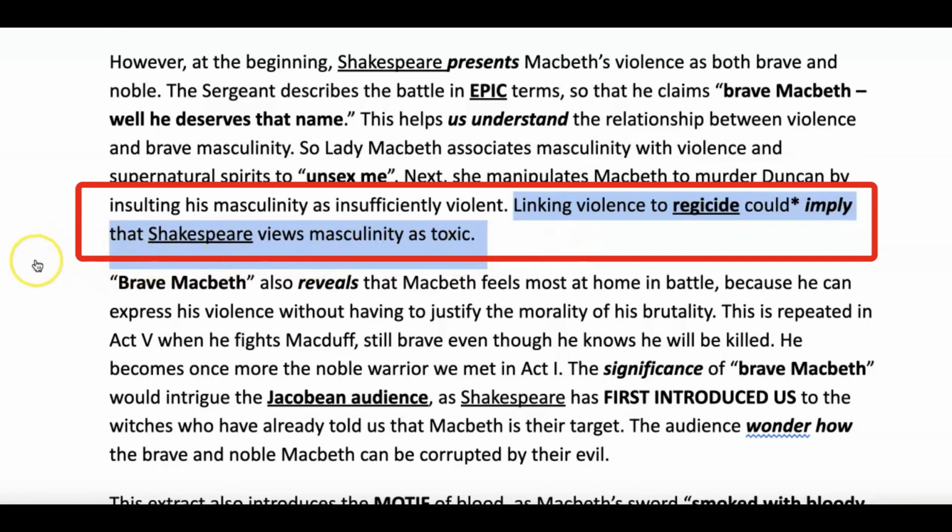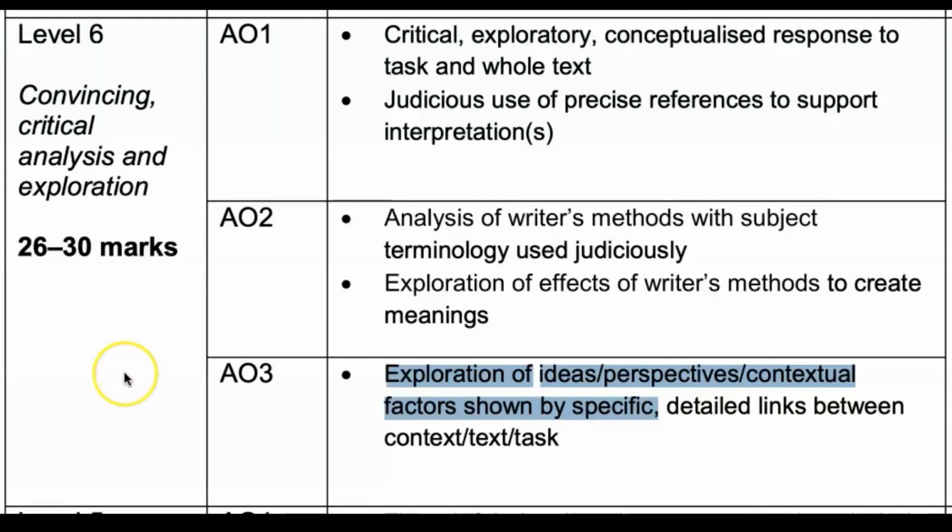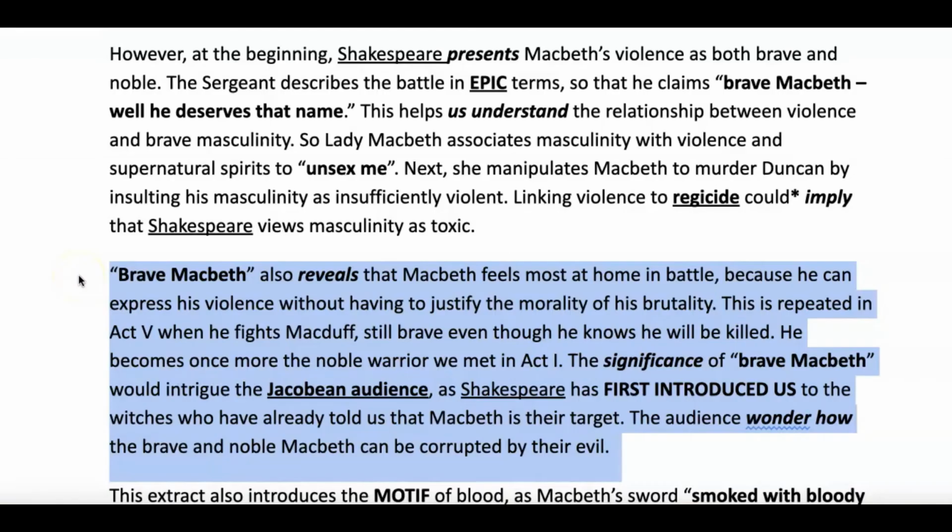Now, at the end of the paragraph, the student comes to Shakespeare's purpose in this. "Linking violence to regicide could imply that Shakespeare views masculinity as toxic." So if we jump to the top of the mark scheme, you can see that the student is exploring Shakespeare's perspective about the context of the time, masculinity at the time. Remember I told you about this skill of jumping from the extract to the rest of the play.